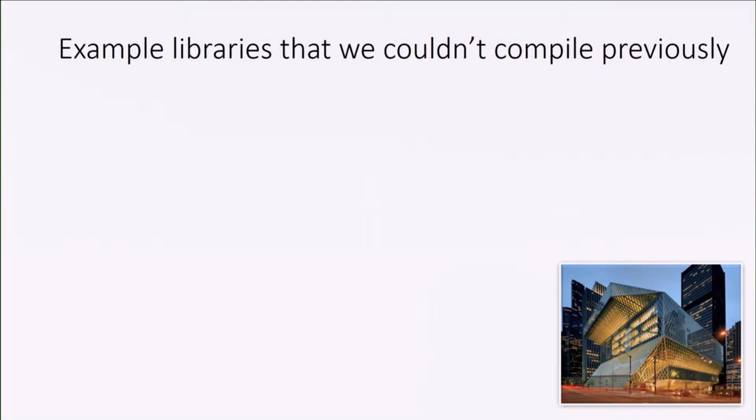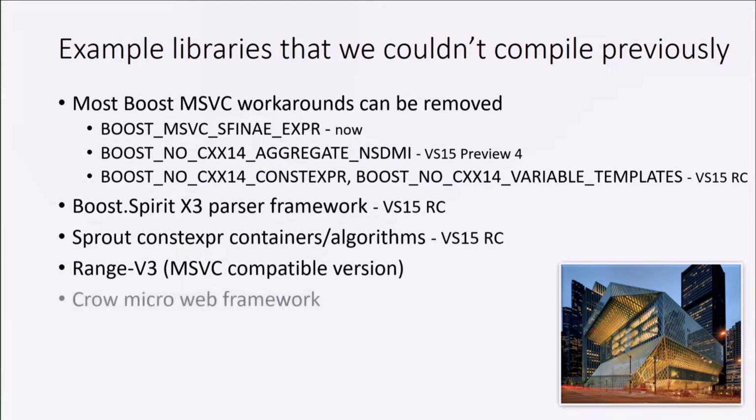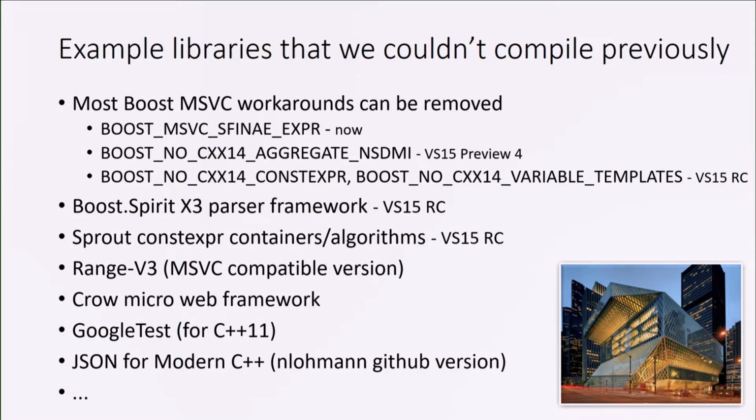All right, so one of the things you can do, now that our compiler is becoming more conformant, is start using third-party libraries much more easily because previously they wouldn't compile, but now they do. So this is a picture of the Seattle Public Library. We can't compile that. It's actually got a lot of information in it if you ever end up going to Seattle. But what we can compile now is Boost. We can compile Range-v3, we can compile Google Test, which is for C++11. And this is just to give you an idea about the kind of things you can do now as a result of the conformance work that we've been doing.